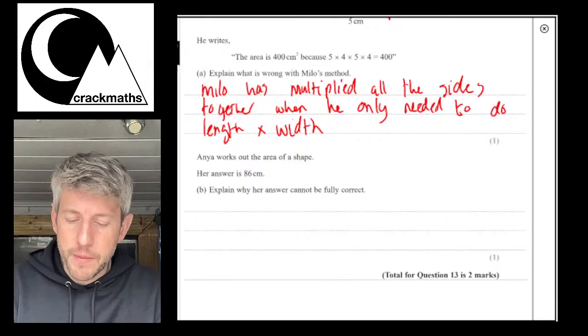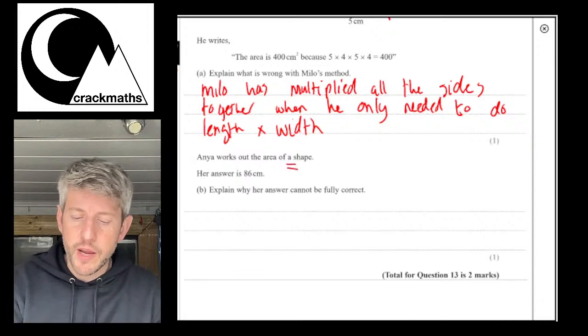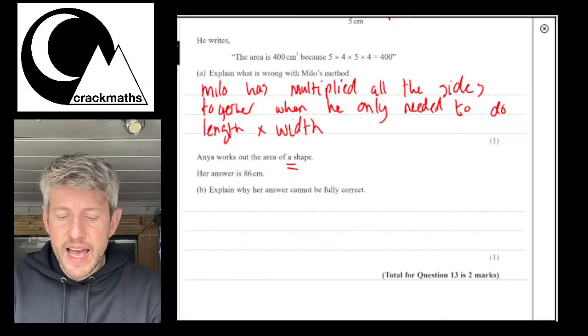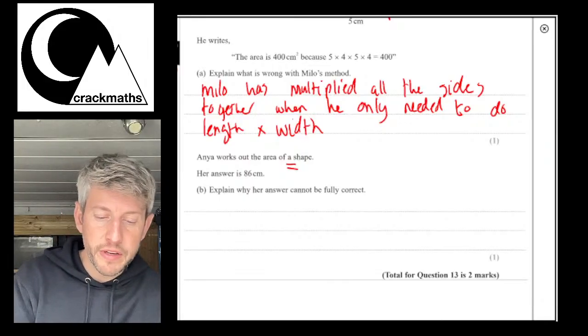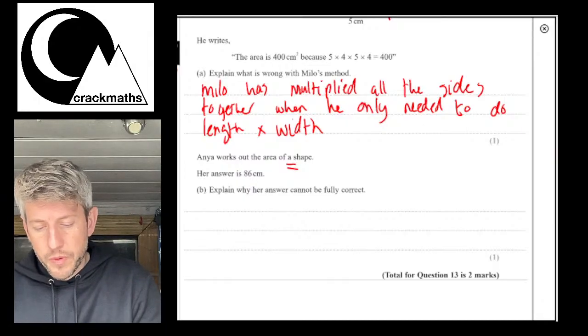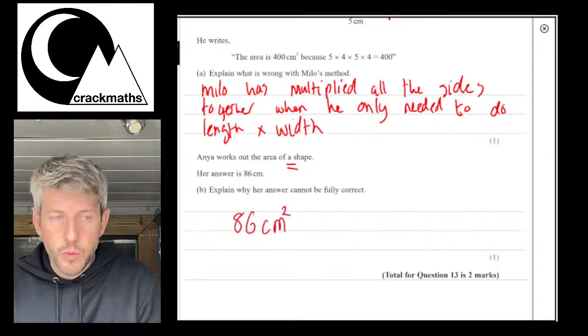This is a different shape. Anya works out the area of a shape, so it's not the same shape. Her answer is 86 centimetres. Explain why her answer cannot be fully correct. Her answer cannot be fully correct because it needs to be 86 centimetres squared.